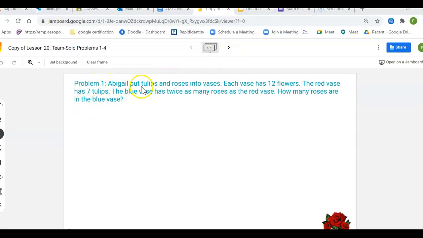The first one, problem 1: Abigail put tulips and roses into vases. Each vase has 12 flowers. The red vase has 7 tulips. The blue vase has twice as many roses as the red vase. How many roses are in the blue vase?